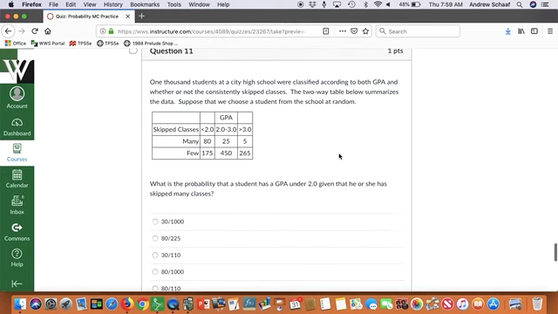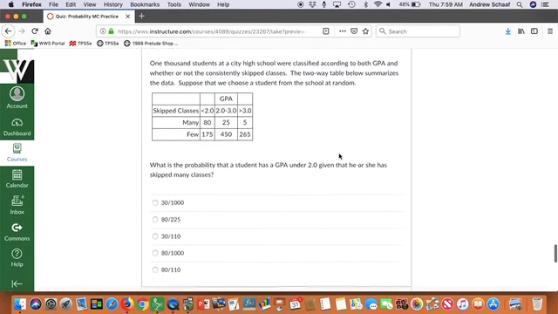So here's question number 11. Question number 11 is a conditional probability. What's the probability that a student has a GPA of under 2, given that he or she has skipped many classes? Well, if they're in the many classes row, there are a total of 110 observations in that row, the skipped many classes row, and 80 out of those 110 have a GPA under 2. That's 80 out of 110.